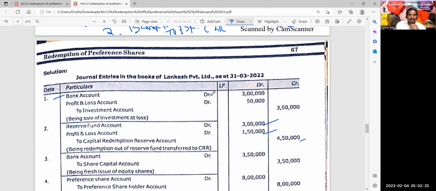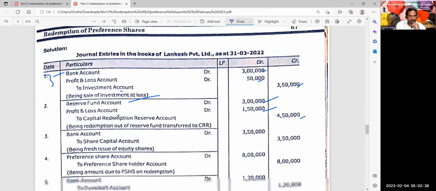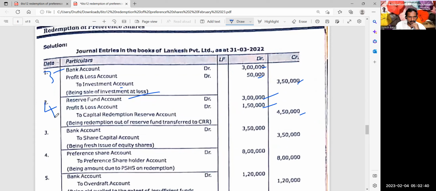Then you should be writing this. Bank account debit 3 lakh, profit and loss account debit 50,000, to investments account 3,50,000, being investment sold at a loss. This is right. The fourth journal entry is also right. Reserve fund account debit 3 lakh, profit and loss account debit 1,50,000, to capital redemption reserve account 4,50,000. So in total, you need how much?